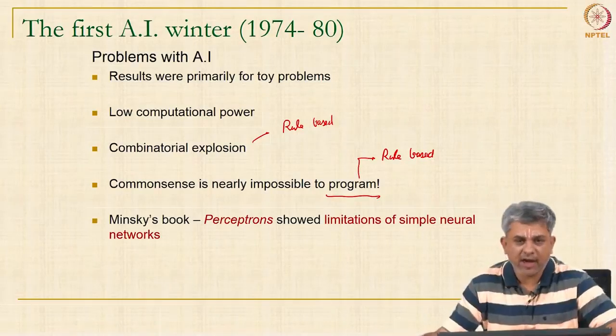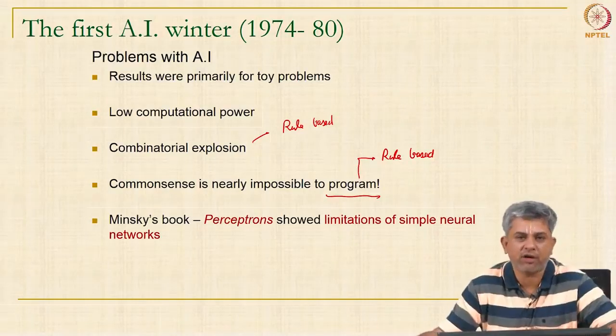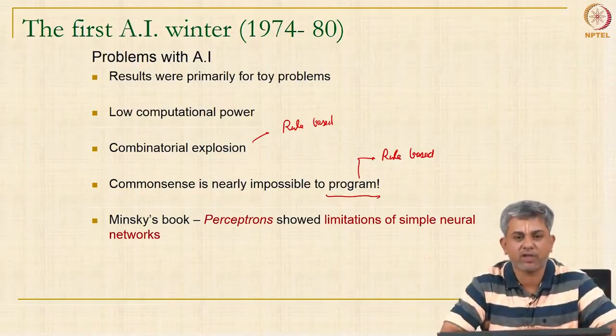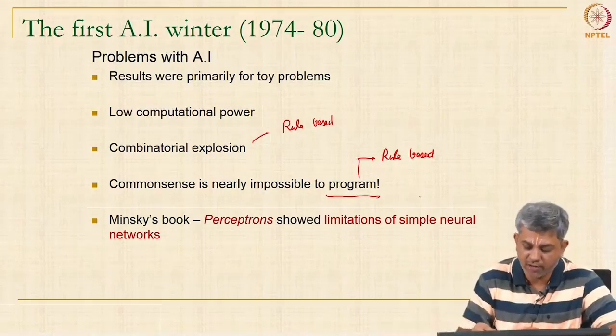Now, one other thing that happened during 1974 to 1980 was that Minsky's book Perceptrons showed up. He made a very simple argument, which we will make later too. This was not an unknown argument: the fact that very simple neural networks, which are called single layer neural networks, cannot solve some nonlinear problems. It is kind of obvious, as you will see later on in this course. He also made an argument that multilayer neural networks are hard to train. Okay, so, that was also made.